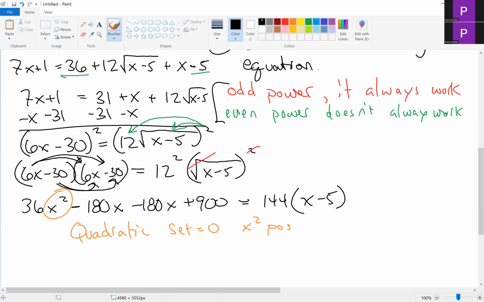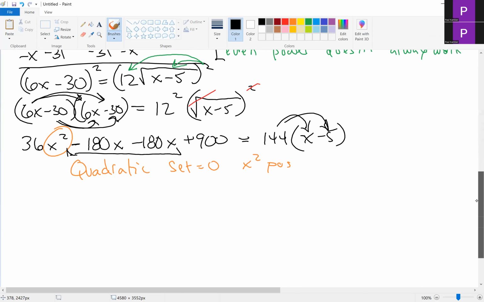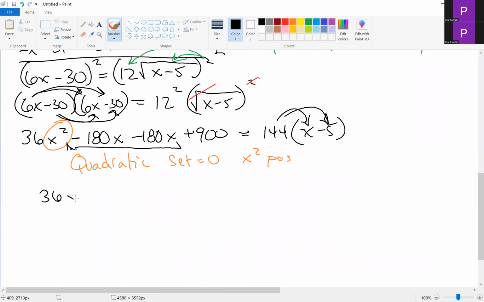Well, we're going to move the stuff on the right side to the left side, but before we do that, we do need to do a little bit more cleanup. Let's combine like terms, and let's do the distribution on the right side. So this is going to become 36x squared minus 360x plus 900 equals 144x, because 144 times x is 144x. And then we do 144 times 5 is negative 720.